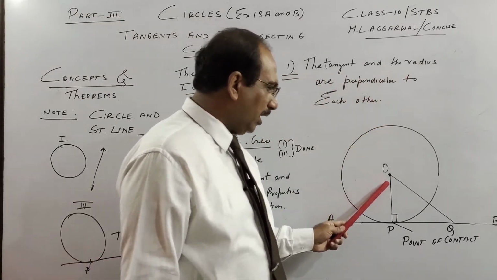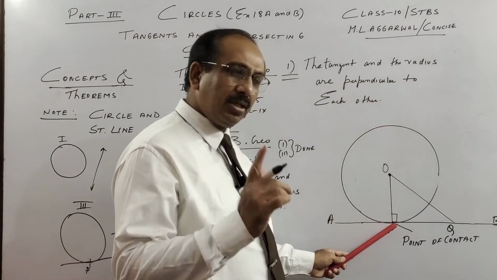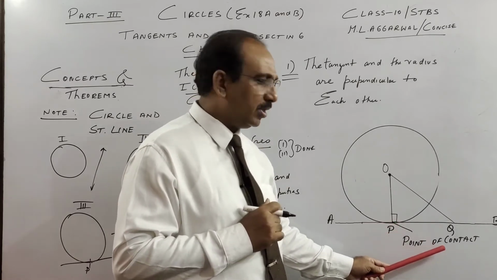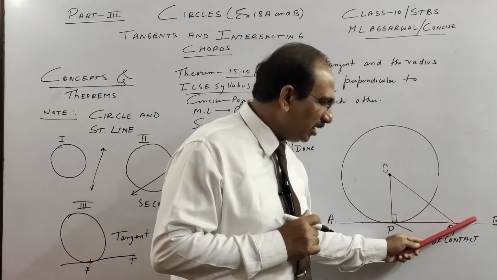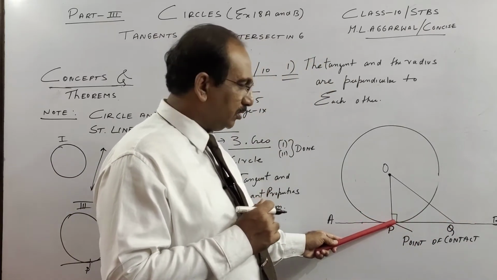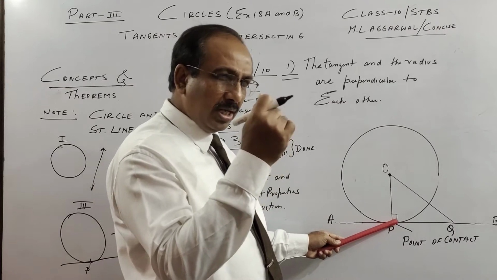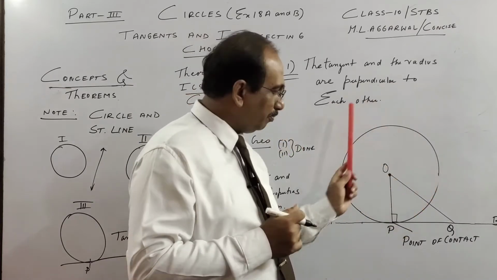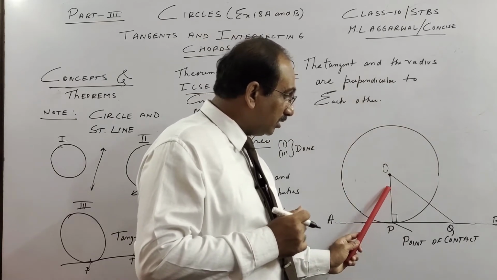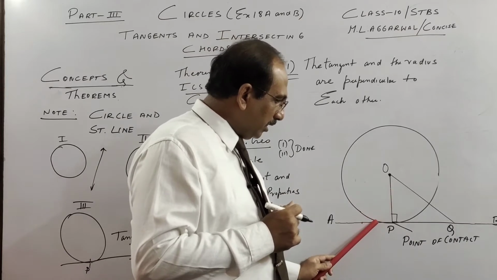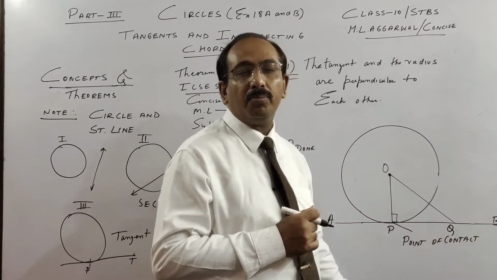The tangent and the radius. So when you have a tangent, it touches the circle at one point only, and that point is called the point of contact. Okay, this you will see in physics also. Suppose you tie a stone and you are moving it round and round in a circular path. Suppose the thread breaks, then the stone will take a tangential path.